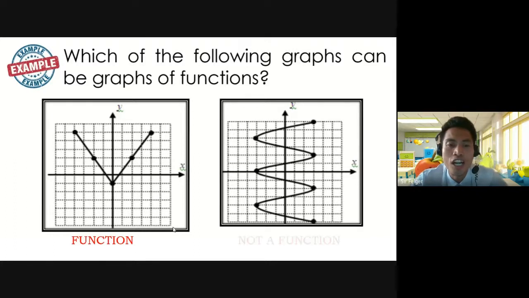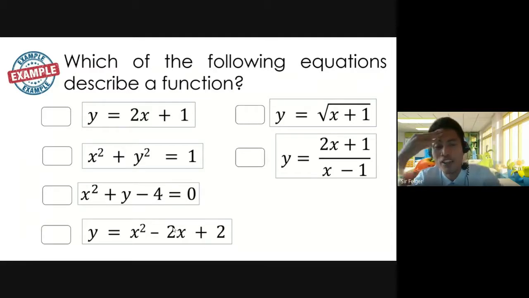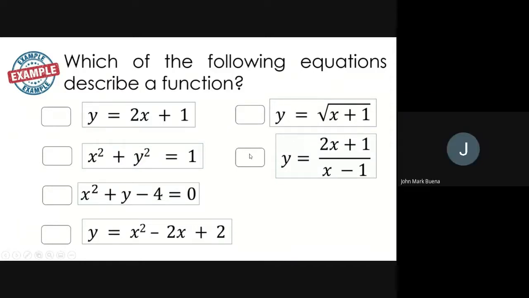So number... it says here, which of the following equations describe a function? Because I said earlier, we can also identify functions by their graph. Which one could it be? 1, 2, 3, 4, 5, 6. The count goes like this, 1, 2, 3, 4, 5, 6. Which one is the function here?